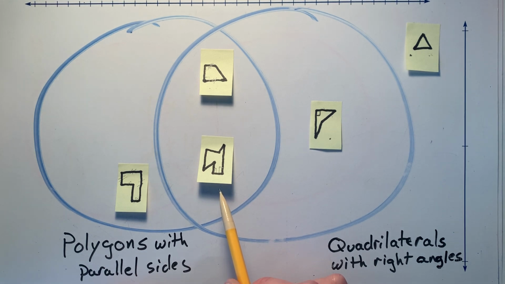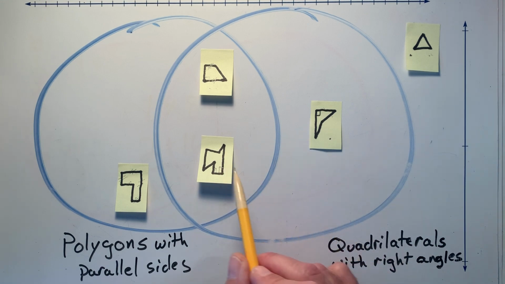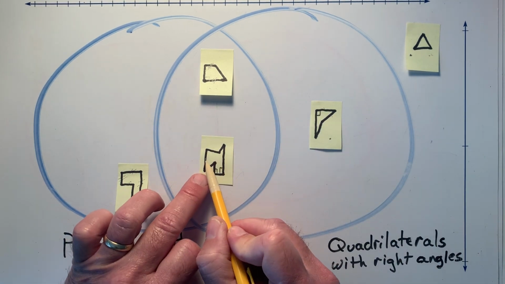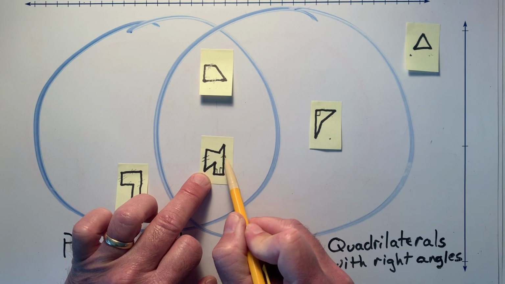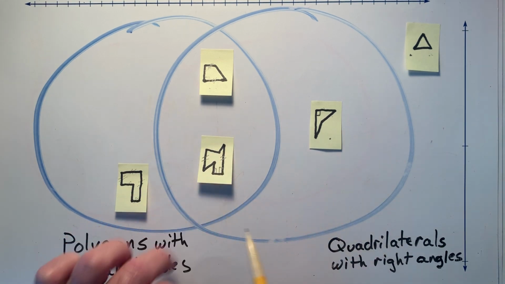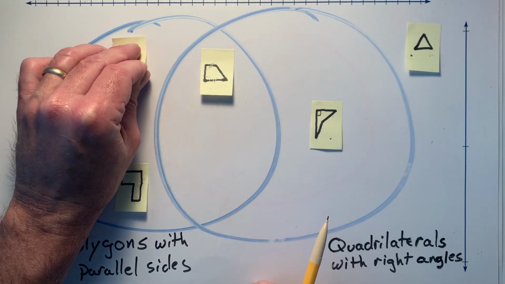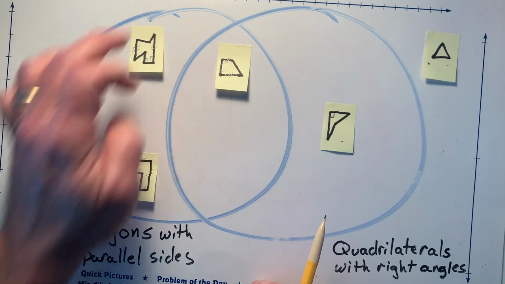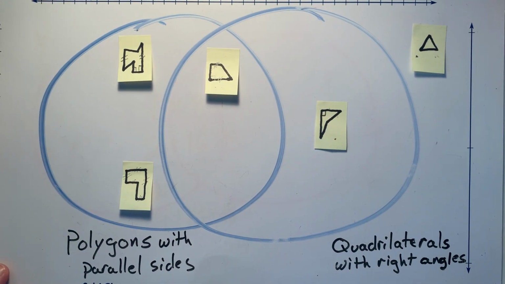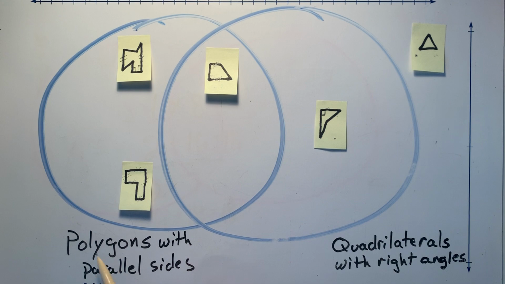But does it have parallel sides? Because although it has right angles, it's not a quadrilateral, so I can't keep it here. But it does appear that this side and this side are parallel. Therefore, even though it is weird shaped, I can keep it inside this circle. My polygon with parallel sides.